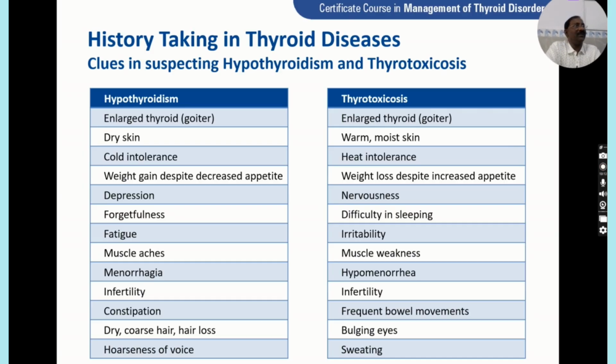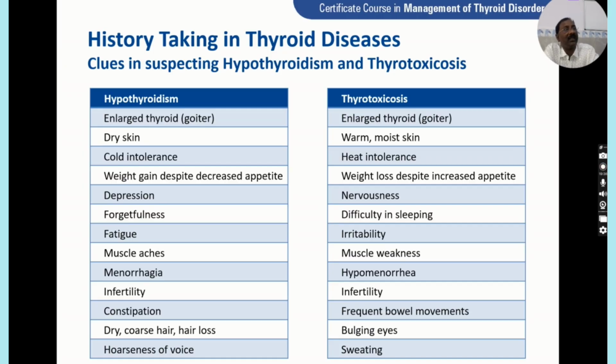So warm and moist skin, heat intolerance, weight loss despite increased appetite. What is the other condition where you will have weight loss despite very increased appetite? More and more appetite. Good. Type 1 diabetes. Yes, very good. In type 1 diabetes also you will have polyuria, polyphagia, polydipsia and unintentional weight loss.